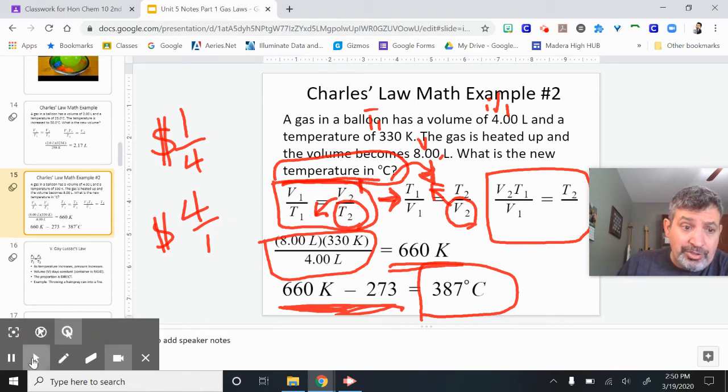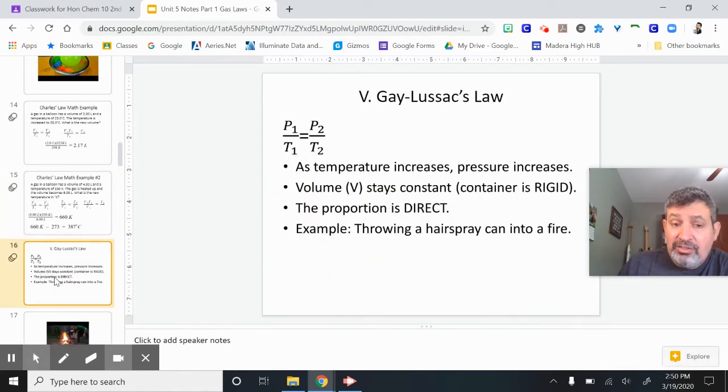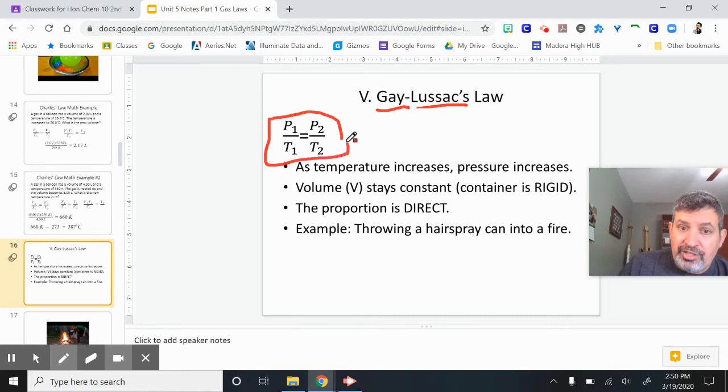Let's go to the next one. This is Gay-Lussac. The name gets mispronounced on a regular basis. The French pronounce this Guy and Lussac. Okay, so Gay-Lussac's law relates pressure and temperature. Notice what's not in there. It's volume. Okay, so volume is constant in this one.